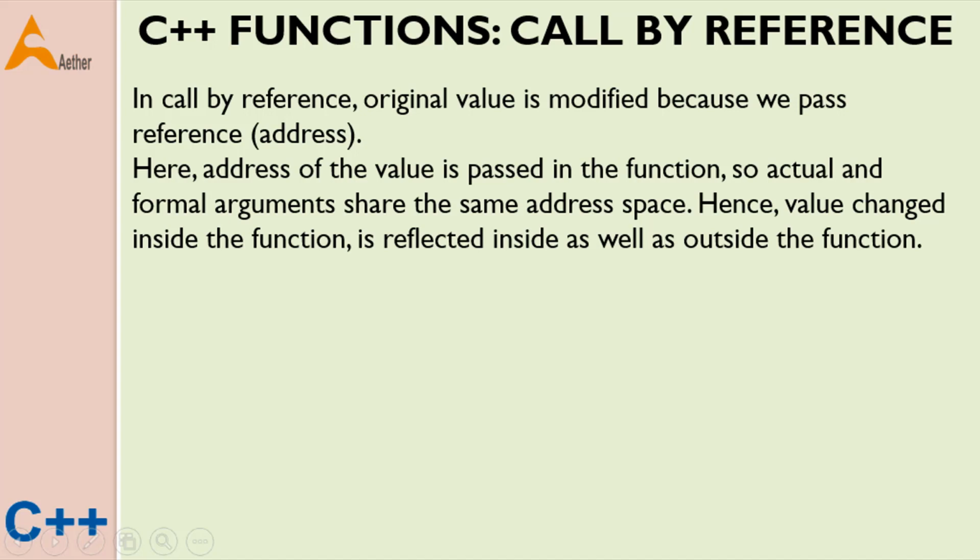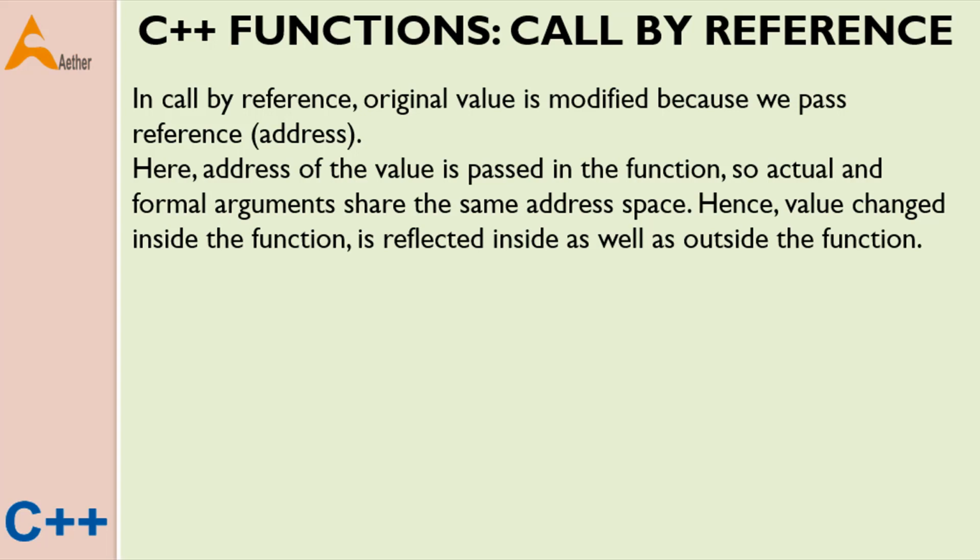Now let's see call by reference. In call by reference, original value is modified because we pass reference, address. Here, address of the value is passed in the function, so actual and formal arguments share the same address space. Hence, value changed inside the function is reflected inside as well as outside the function.